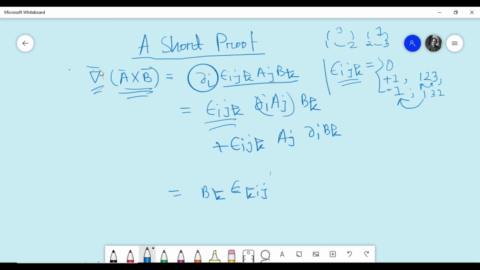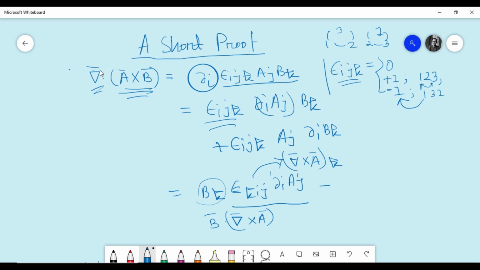So there would be no sign change, and this would be like this. But remember, this is actually the curl of A's k component, and we have bk multiplied with the kth component of curl of A, then it's just b dot curl of A.